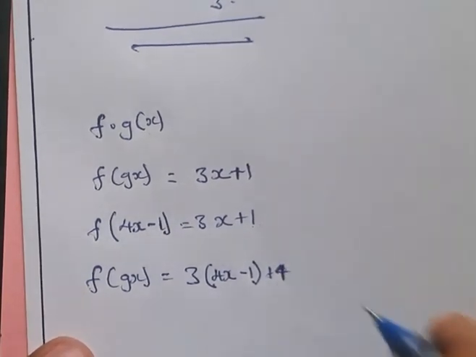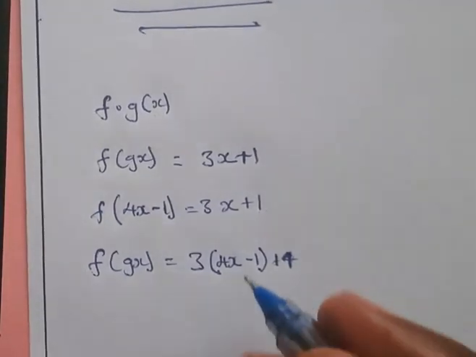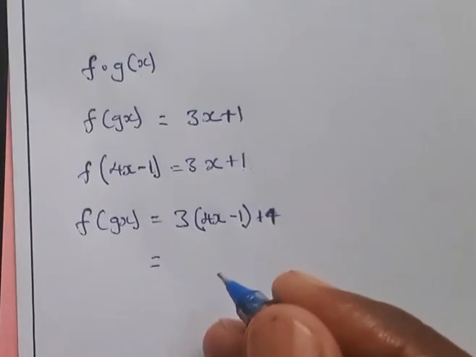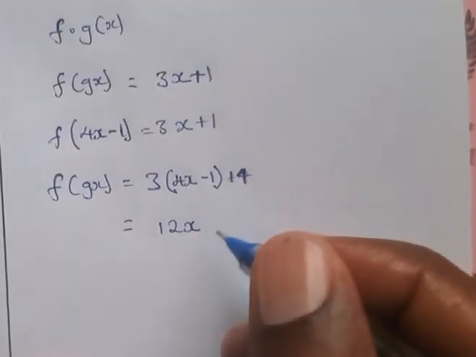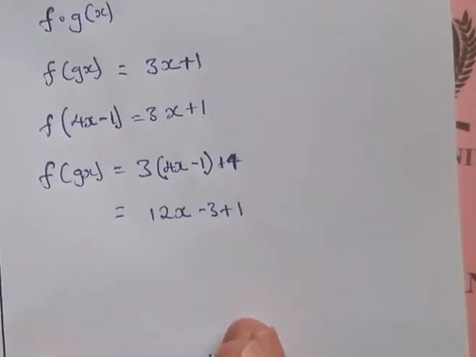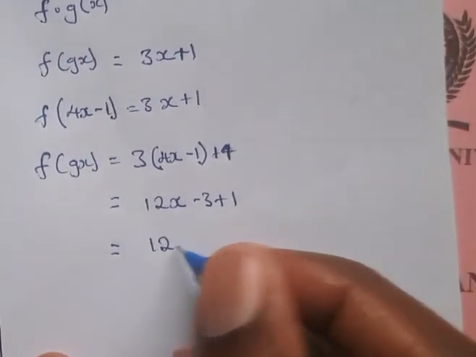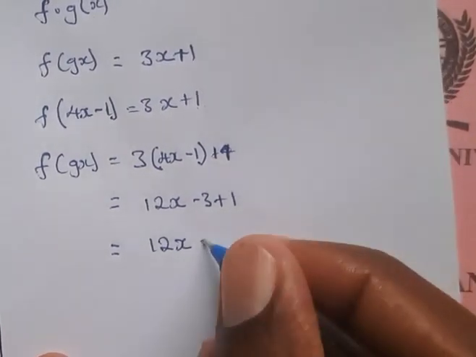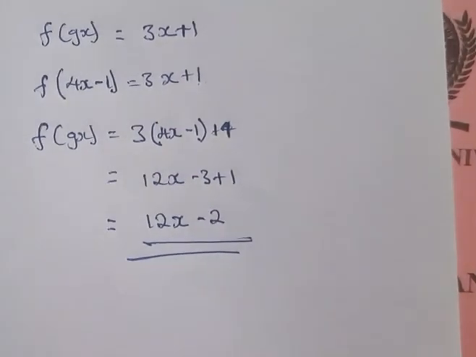Okay. So just expand the brackets there. So this one is going to be 12x, right? This one will be minus 3, then here plus 1. Our final answer is going to be 12x minus 2. And that's it. That's the answer.